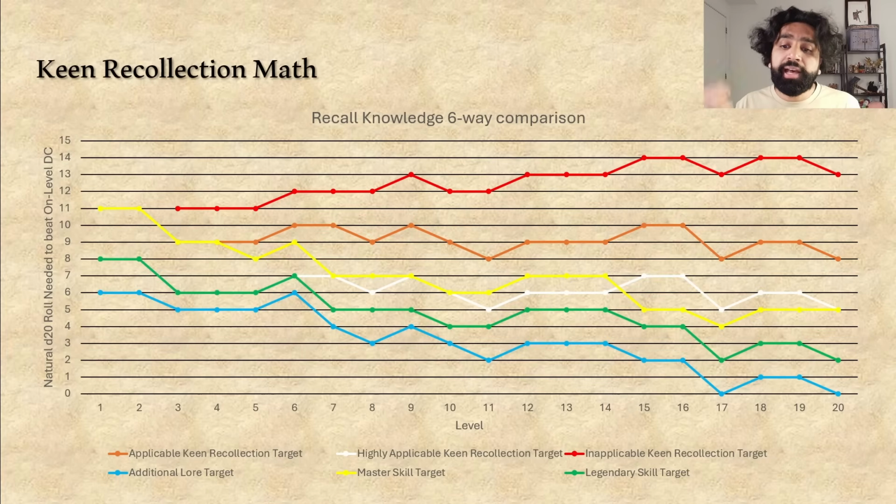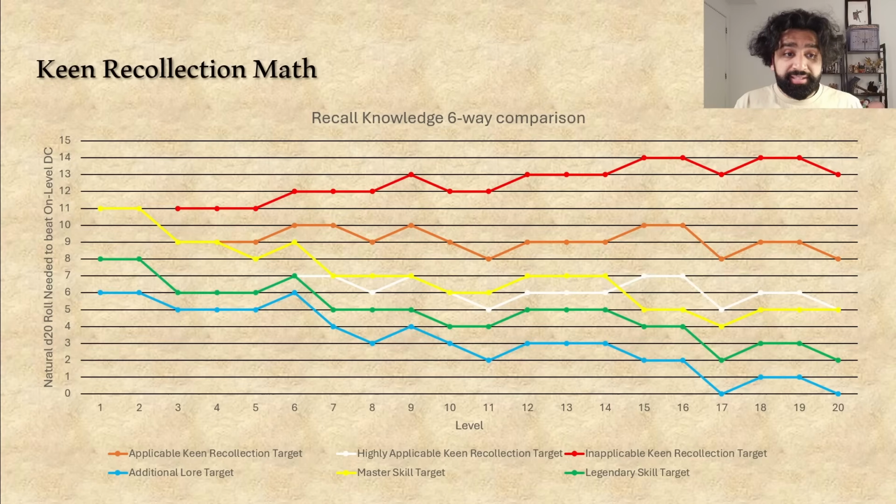So for example, the applicable keen recollection case is tied with the yellow line in levels 3 and 4. The yellow line is the master skill progression with a wisdom-based skill. And as you can see, as it goes down, it intertwines up and down with the white line.